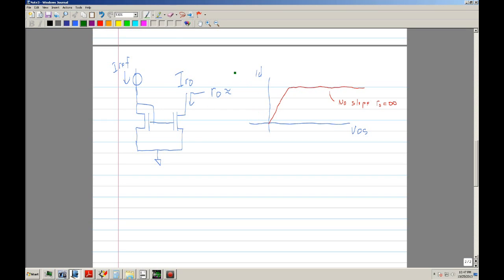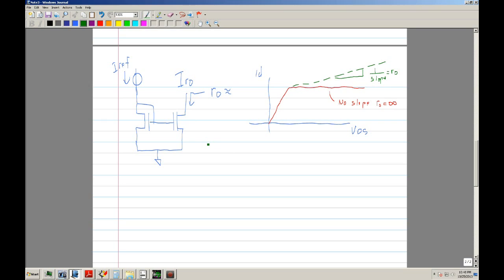However, that is not the case. Most of the time, you're going to have a slope associated with that. And in the previous video that I did, I believe on gate drain connected MOSFETs, I had mentioned that the reciprocal of this slope is RO. Okay, so that's important to know.